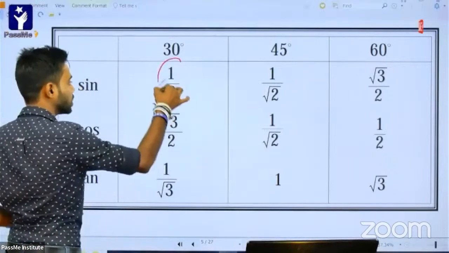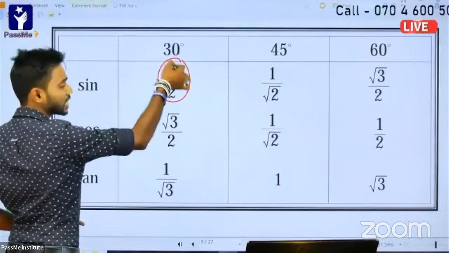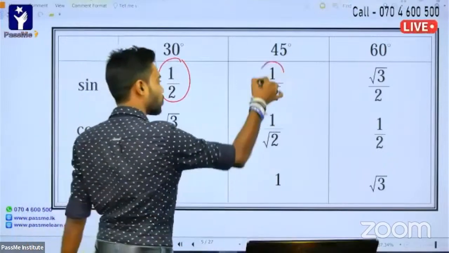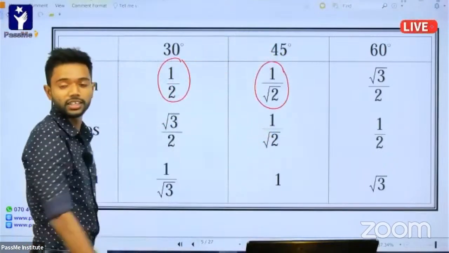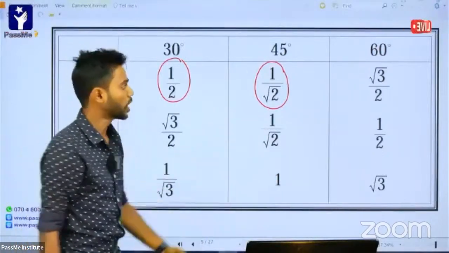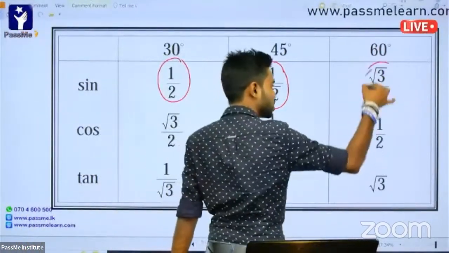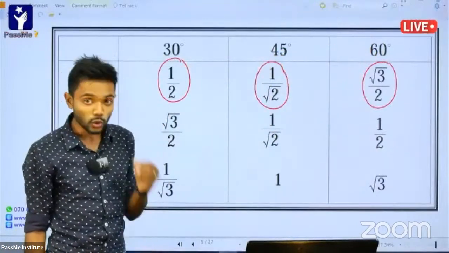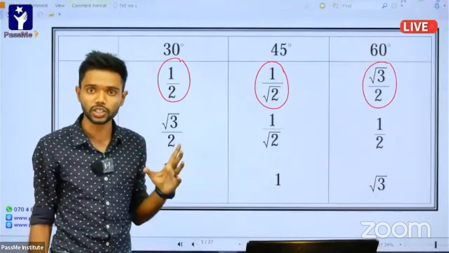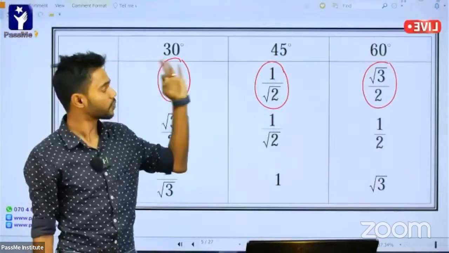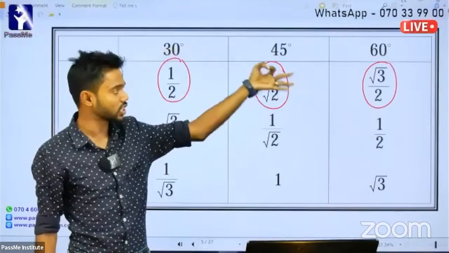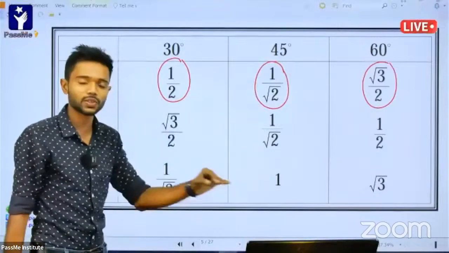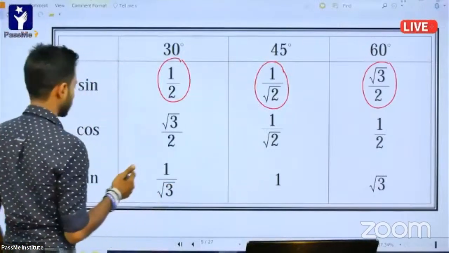You need to remember this as sine 30. Sine 30 is half, very simple. Sine 45 is 1 over root 2. And here root 3 over 2, that is sine 60. You must remember this: sine 30 half, sine 45 1 over root 2, sine 60 root 3 over 2. These are the things you need to remember. After that, all the other values you can get using this method.